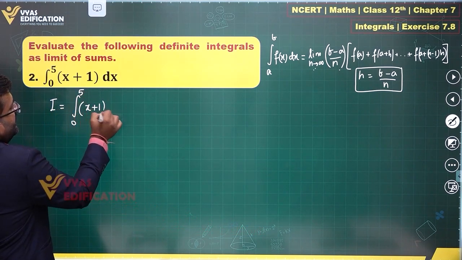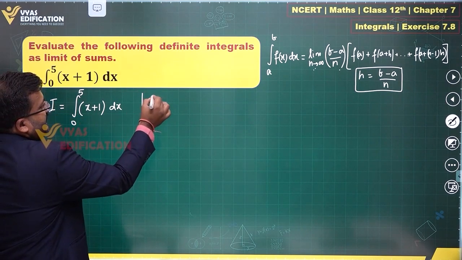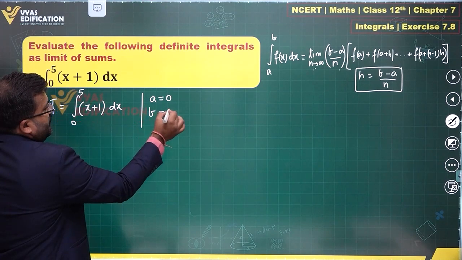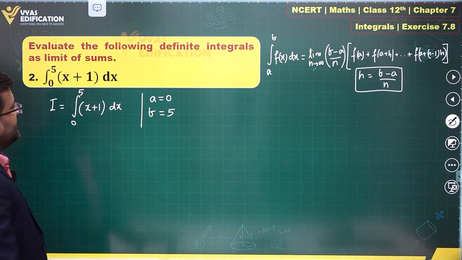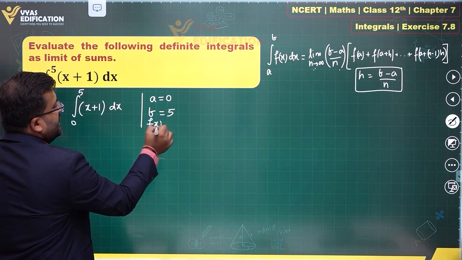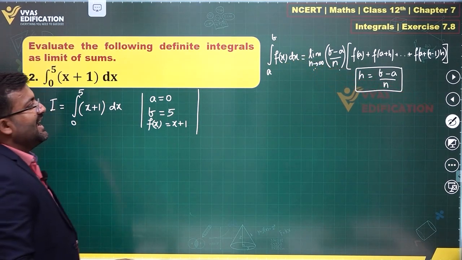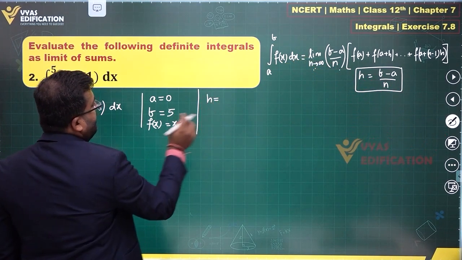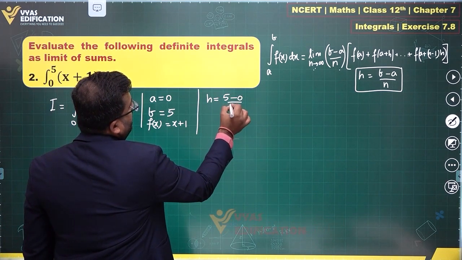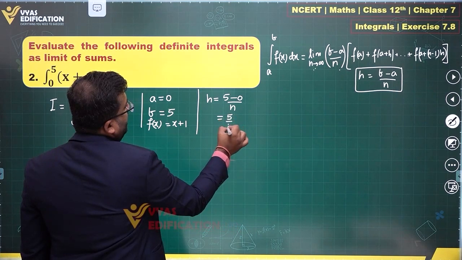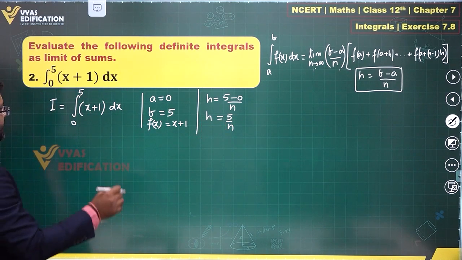I equals the integral from 0 to 5 of x plus 1 dx, by that expression, what do I see? I see that a equals 0, b equals 5. I also see that f(x) is equal to x plus 1. And what else do I know? I know that h is equal to (b minus a) upon n, which is (5 minus 0) upon n, which is 5 upon n. So h here is 5 upon n. This is what you have.